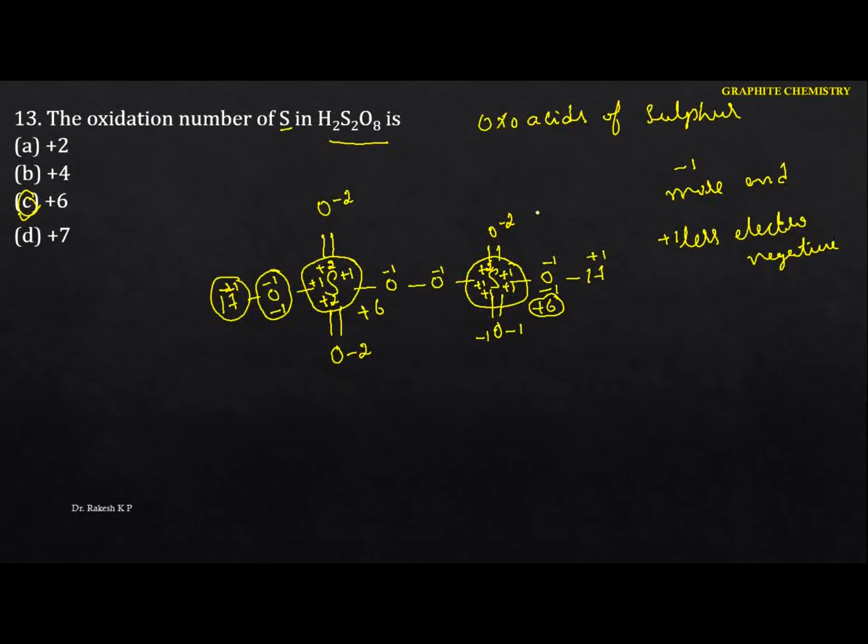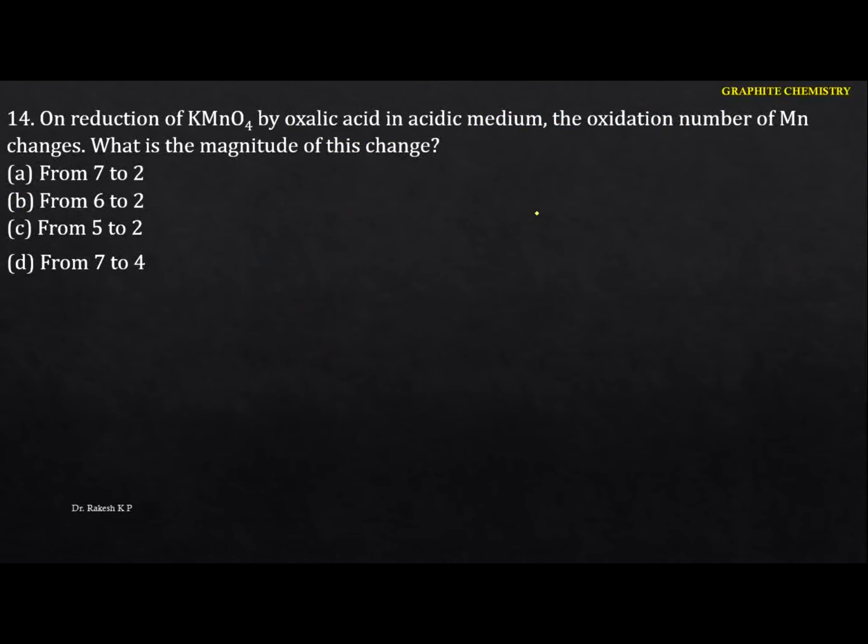Okay, next one. The reduction of potassium permanganate by oxalic acid in acidic medium changes the oxidation number of manganese. What is the magnitude of this change here?